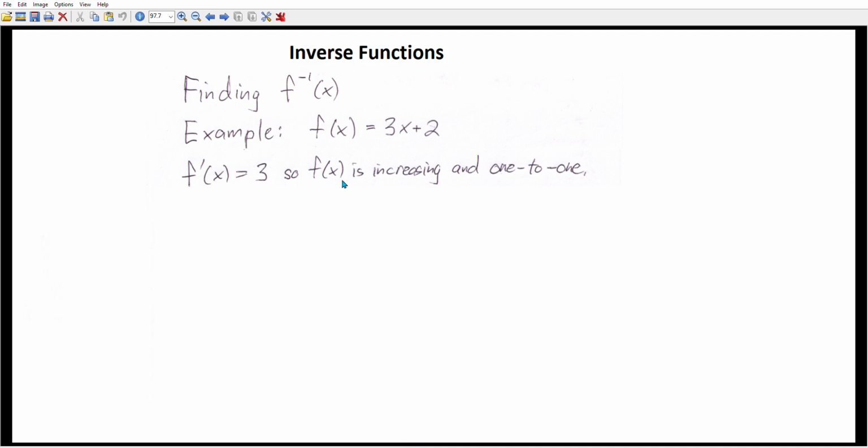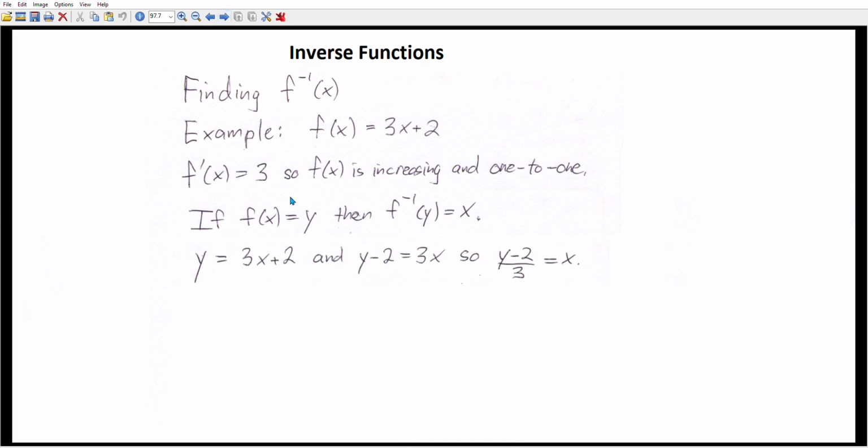That means that this is an increasing function because f prime is positive everywhere and it's 1 to 1. It's going to have an inverse. How do we find the inverse? If f of x is y, then f inverse of y is going to be x, which means we take this equation and we solve it for x, and what will appear on this side should be f inverse of y. So we start with y equals 3x plus 2.